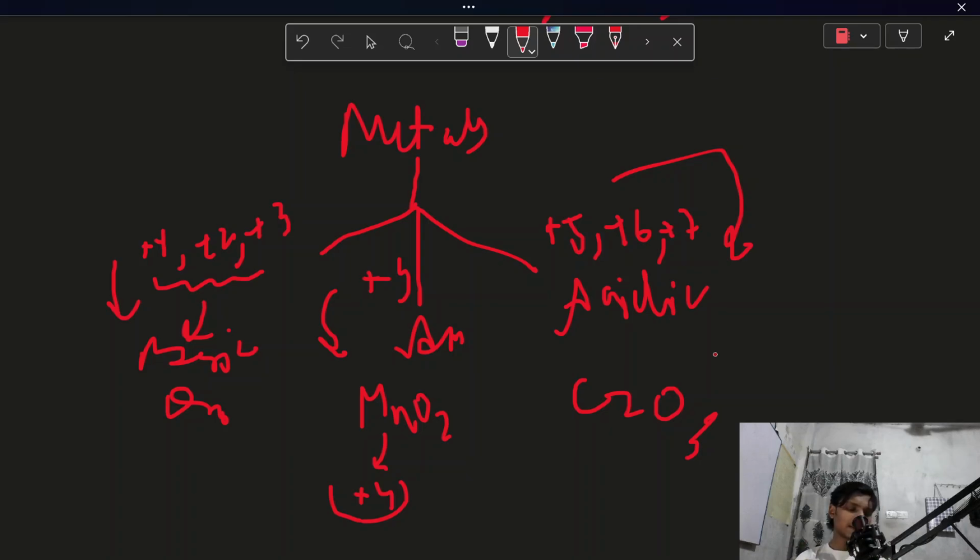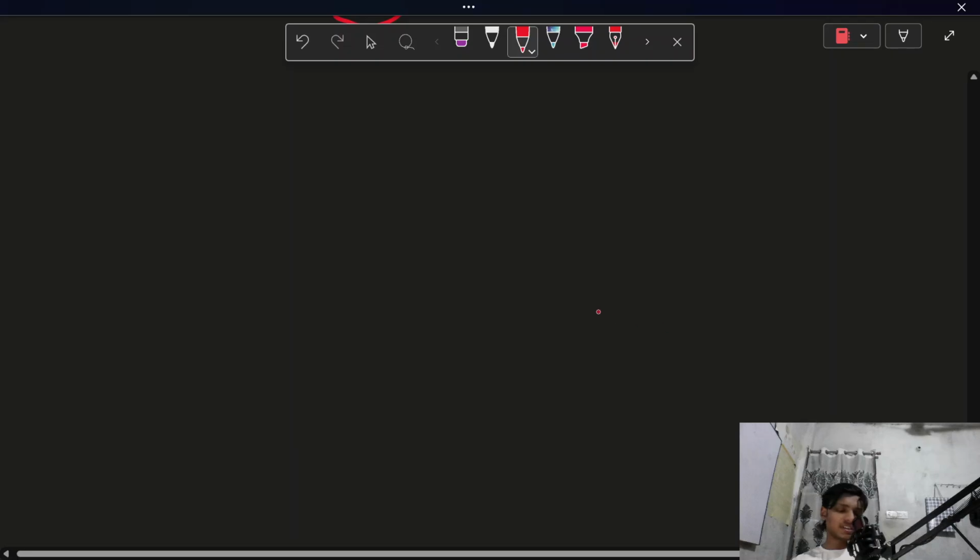Next is acidic oxide. I think non-metallic oxides are acidic oxides, and some oxides of metalloids are also acidic oxides. You can just remember some examples of metalloid oxides which are actually acidic, right? You can just remember them directly if you want.